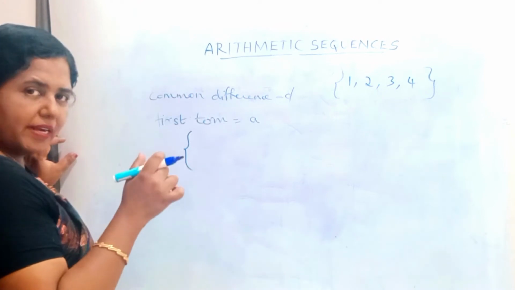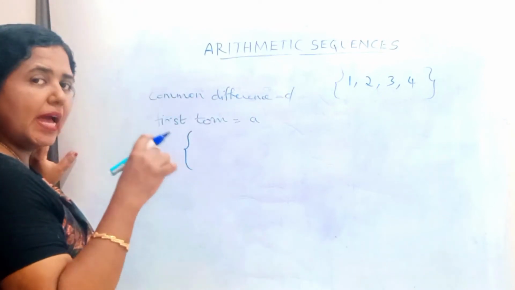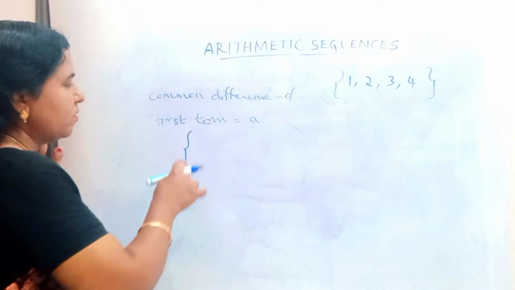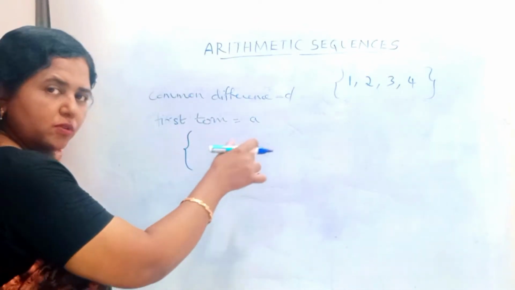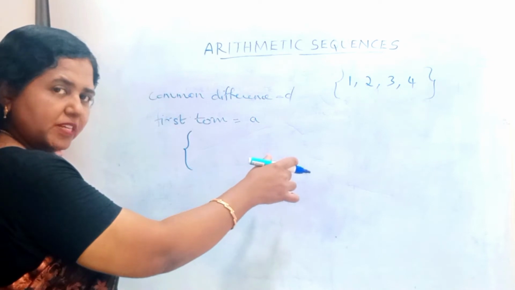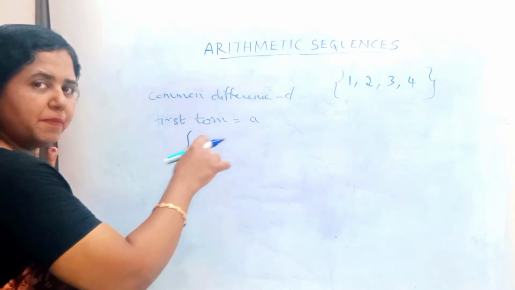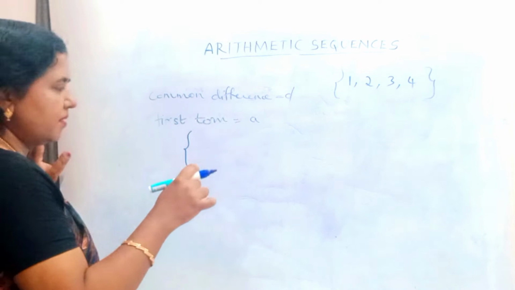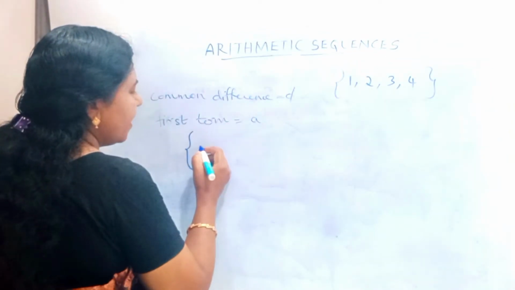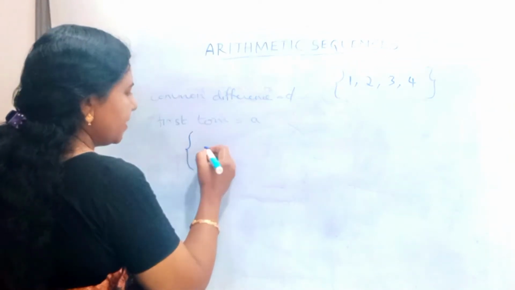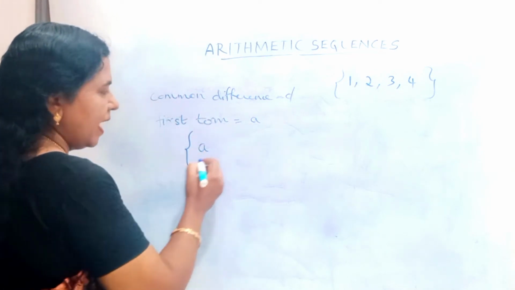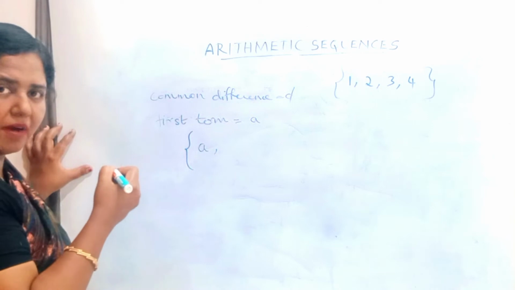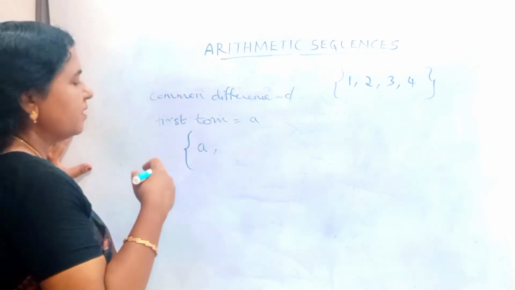I am going to write down the general form for an arithmetic sequence. We have to use curly brackets on either side and write down the expressions for the terms present, separated by commas. Here we have considered the first term as A, so we can write down A at the first place. And next we have to use a comma. We have seen all these concepts in the previous video itself.